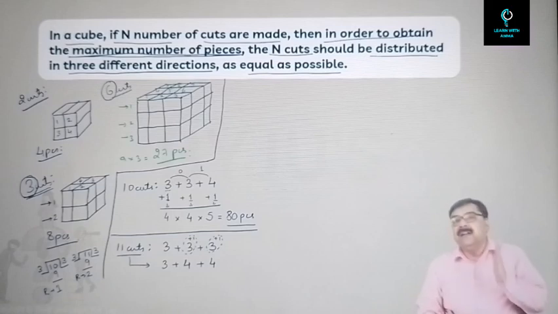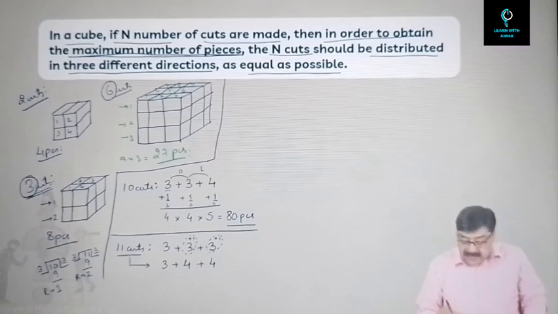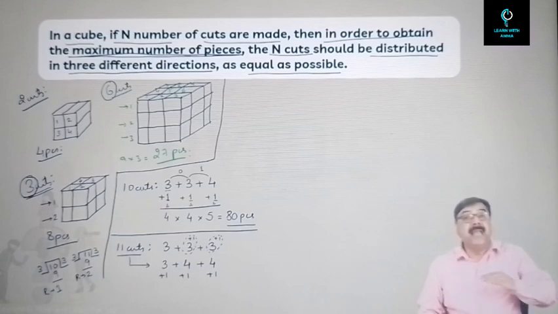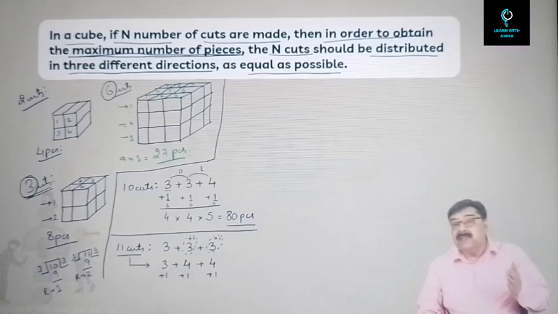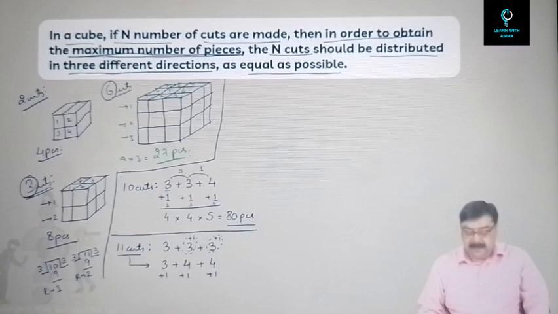Once again, if all the 11 cuts are made in a single direction, the number of pieces produced would be 11 plus 1, that is 12. Whereas here we want to maximize the number of pieces produced. Now once again, 3 cuts or 4 cuts, any number of cuts which are made parallel to the same pair of faces will result in the number of cuts plus 1 number of pieces. So 3 plus 1, 4 plus 1, 4 plus 1. These would be the number of pieces produced in various directions. So 3 plus 1 is 4, 4 plus 1 is 5, 4 plus 1 is 5.